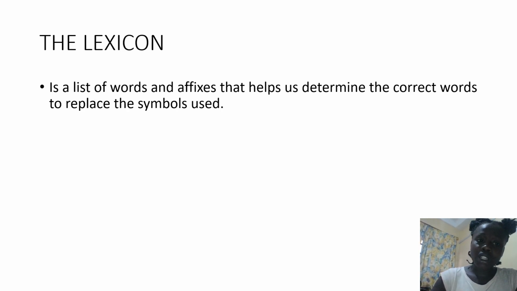The lexicon. This is a list of words and affixes that helps to determine the correct words to replace a symbol used. For example, an exclamation mark. This is a symbol that can be replaced by a word which is called an exclamation mark.